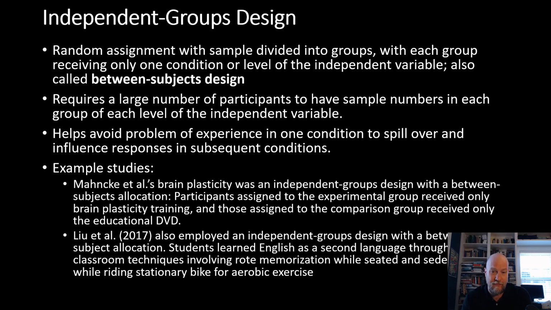You either ended up in the group that sat in the quiet room and received the training on the words, or you were in the group that was on the stationary bikes, but you weren't in both. You didn't experience multiple levels of the independent variable, just the one. So what's most identifiable about a between subjects design is that every participant is only going to experience one level of the independent variable.